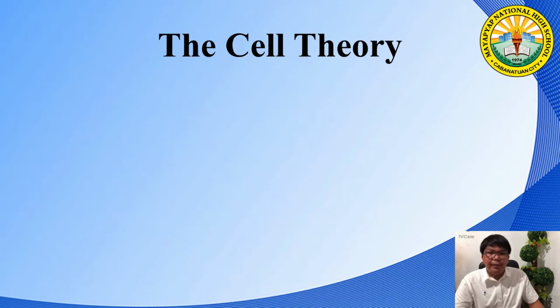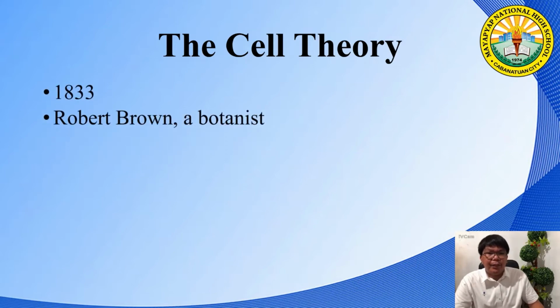Scientists were tempted to look once more into the cell. In 1833, Robert Brown, a botanist, reported the presence of a sphere-like structure inside a plant cell and called it a nucleus. About 1839, two German scientists worked together in examining the cell thoroughly.